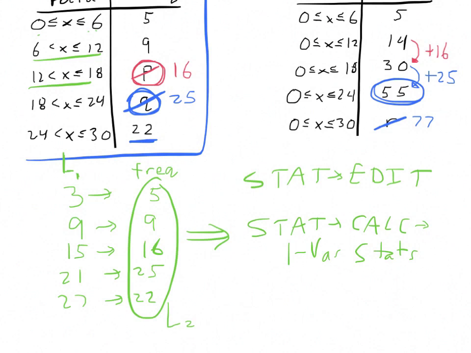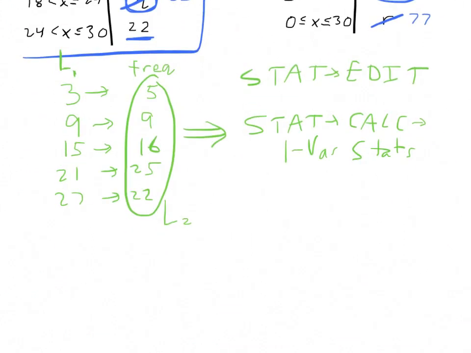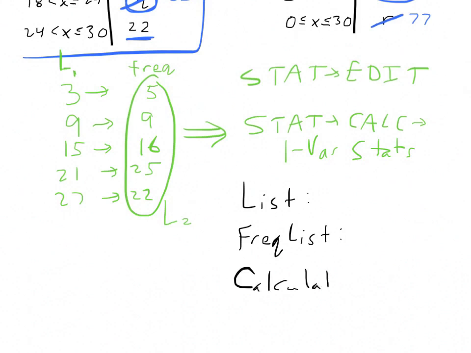And when you do that, it comes up to a screen that says list, colon, and FREQ list, colon, and then calculate. Okay. We need to tell it what our list is. Well, our list is L1. By the way, if you need to get that button, you can hit second 1 to bring up L1.